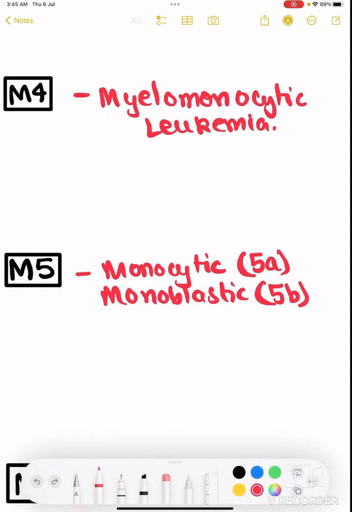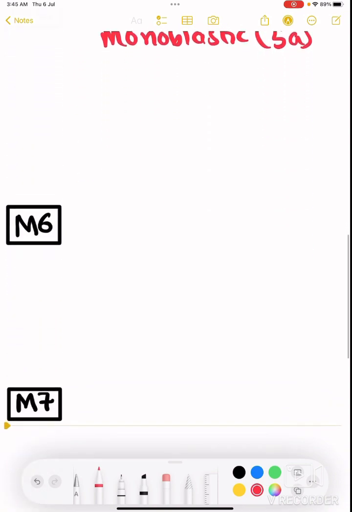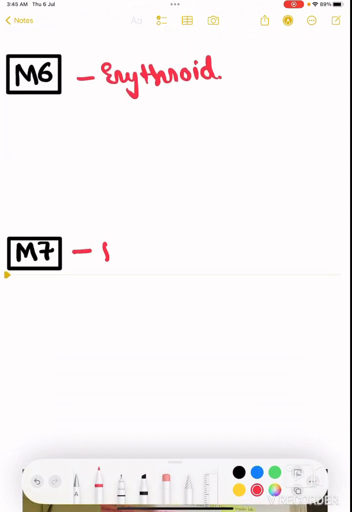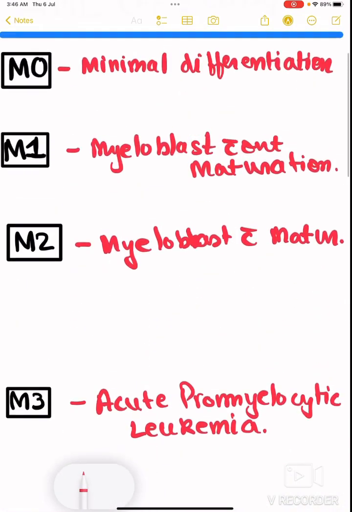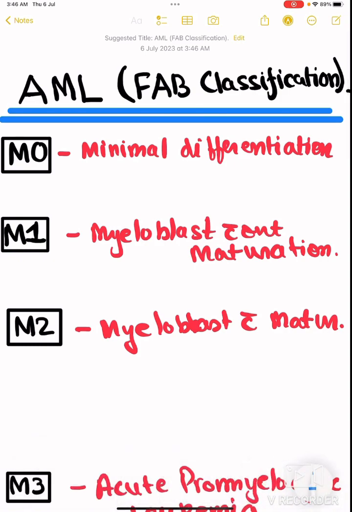Sorry, I wrote the wrong thing. If it is monocytic, then it is 5B, and if it is monoblastic, then it is 5A. Then M6. M6 is erythroid. And lastly, M7. It is megakaryocytic. Now we will discuss within these topics.